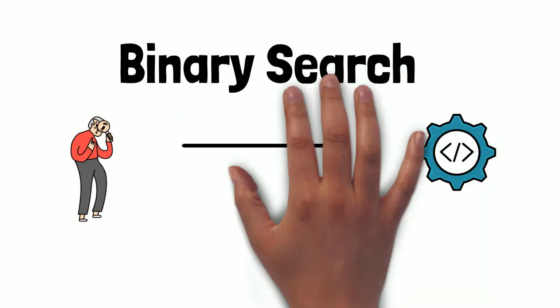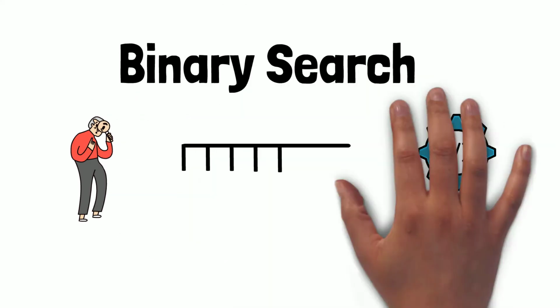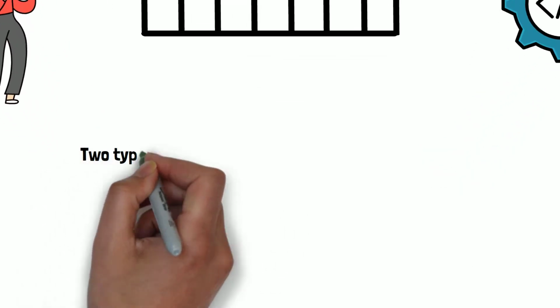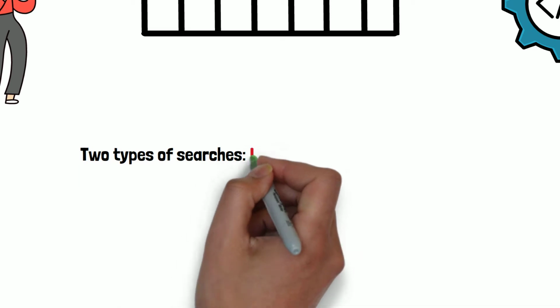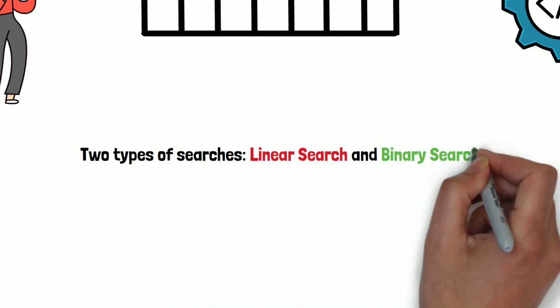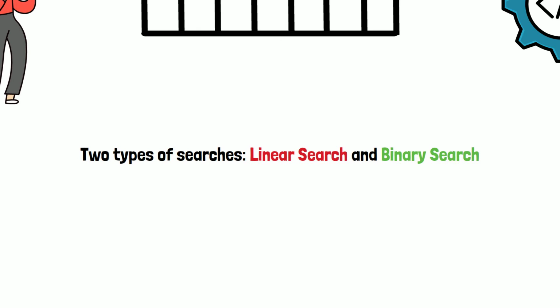So, binary search is a searching technique or algorithm that is commonly seen, especially in coding interviews. There are two types of search. One is linear search, or sometimes known as simple search. The other is binary search, which is what we will be going over today. Now, let's get into details on how binary search works.